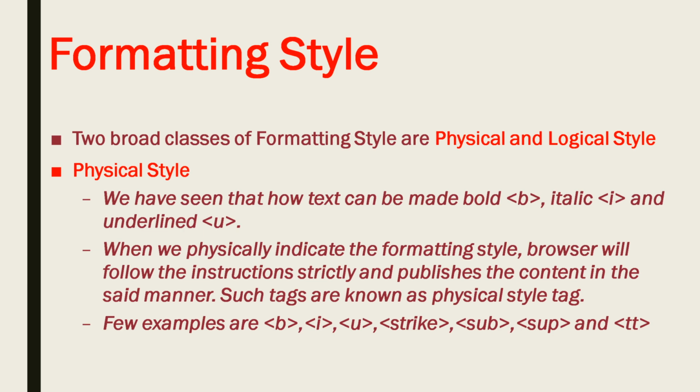We are familiar with many physical style tags, right? We did them in the last video lecture, like B for bold, I for italic, U for underline, strike to display the content in a strike-through manner, subscript, superscript, and TT for typewriter font. We are familiar with that. If it is not clear to you, please refer to the previous video, that is part 2 of chapter number 1, basic formatting tags in HTML.